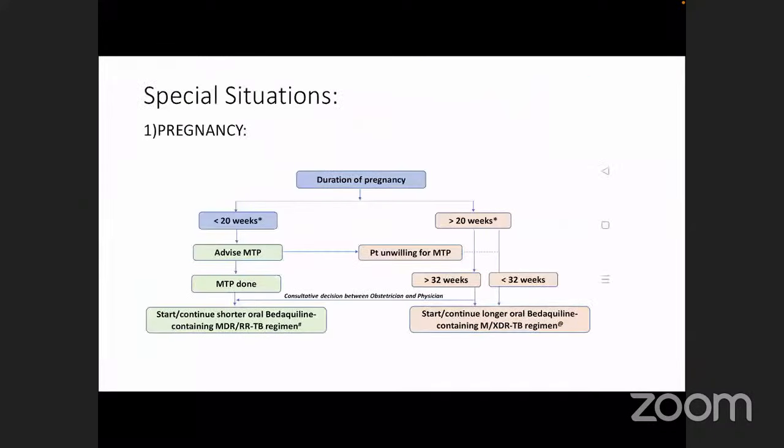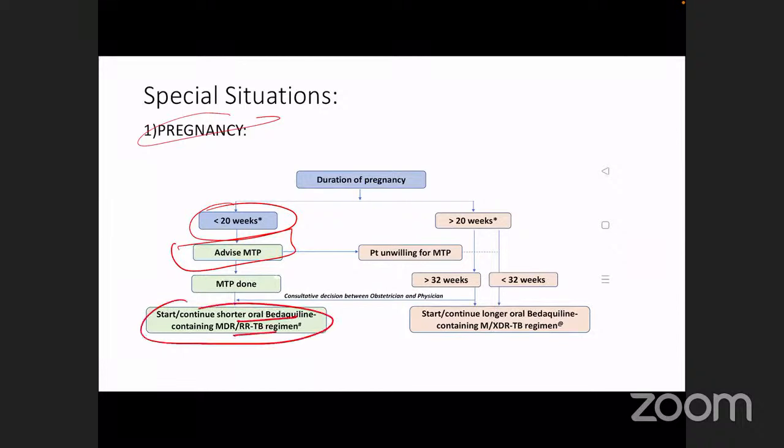Now let's just discuss in short the special situations. Especially most important is pregnancy. What will you do if a pregnant patient is diagnosed with drug-resistant tuberculosis? Okay. So say if it is less than 20 weeks of pregnancy, you have no other option. You have to advise MTP. If MTP is done, it is great, and the patient can start on short oral bedaquiline regimen if all other criteria are met.